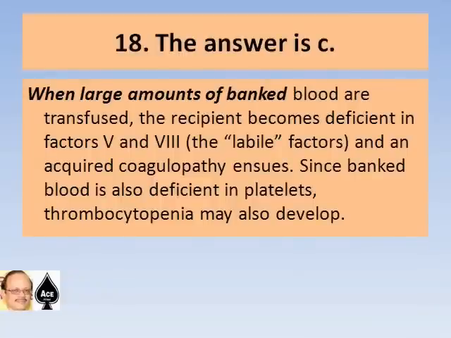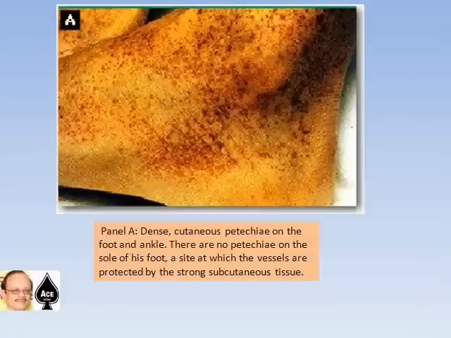The answer is C. When large amounts of banked blood are transfused, the recipient becomes deficient in factors 5 and 8, which are called labile factors, and an acquired coagulopathy ensues. Since banked blood is also deficient in platelets, thrombocytopenia may also develop.